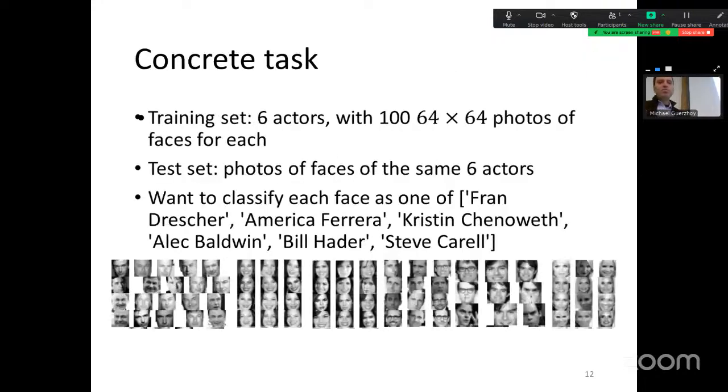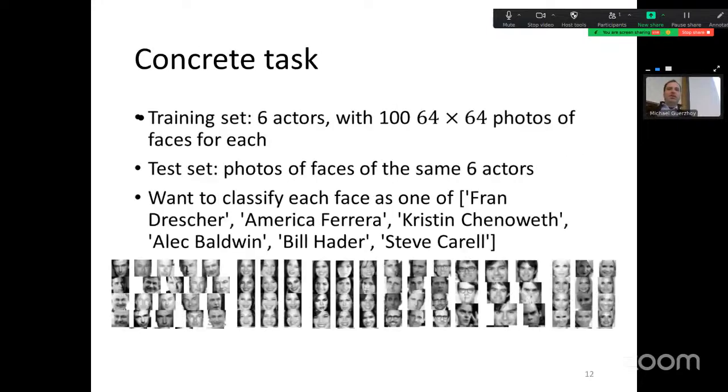Okay. So here's a concrete task. I apologize for switching up the faces of the people. This is just what I had. So let's say we have something like this, where this is, I think, Alec Baldwin. I don't know. We have this as the input data where we know the name: here are all the pictures of Alec, here are all the pictures of whoever this is, here are all the pictures of America Ferrera, and so on. And then we have a new image and we want to know whose picture it is.